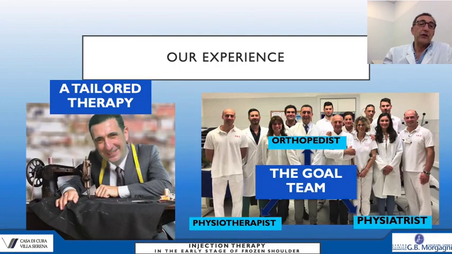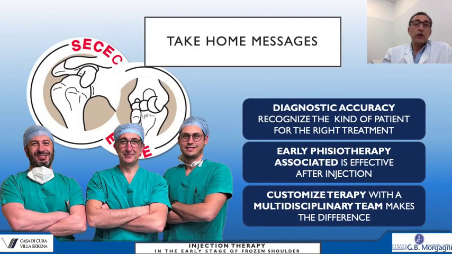So what I'm saying is that we have to tailor the therapy to each patient and work with a good team of orthopedics, physiatrists, and physiotherapists. My take-home message is we have to make a right diagnosis with accuracy, and recognize the kind of patient at the right time. Then early physiotherapy is effective after injection, and customized therapies with a multidisciplinary team really make the difference.